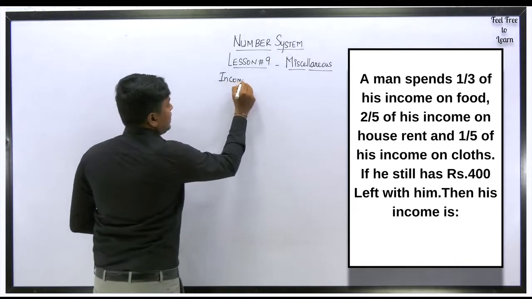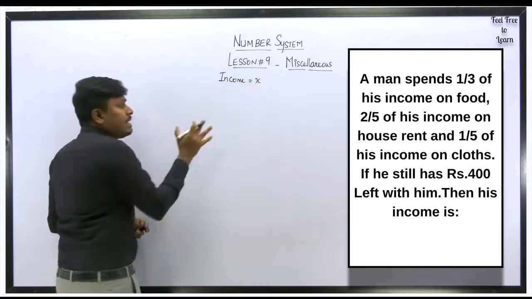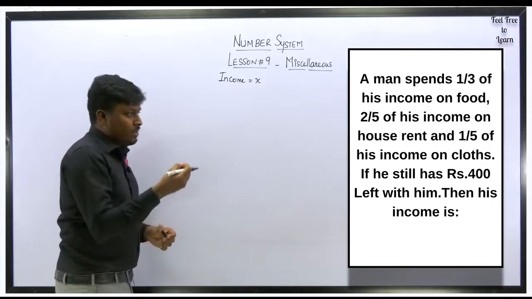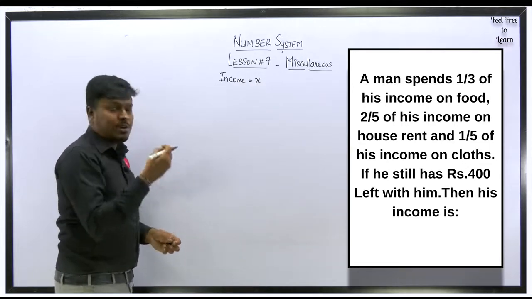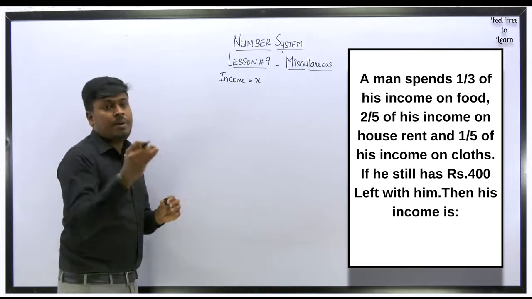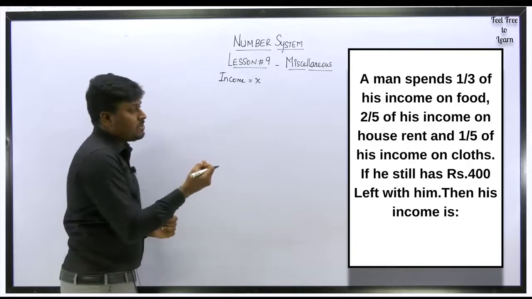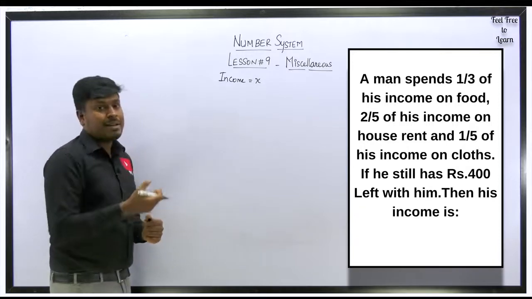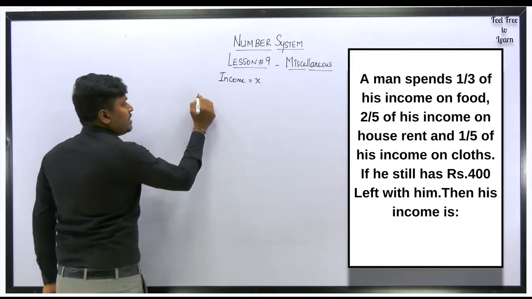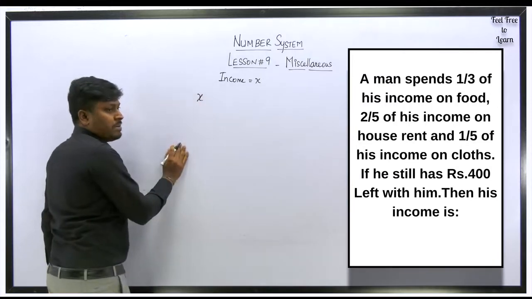So let me keep this income as X. From this income, he is spending his amount for some purposes, that is for food, house rent and for the clothes. And after spending all that money, he still has 400 left with him. Our target is to find what the man's salary was. So see here, it is easy to write the equation. You can see this will be the total salary of the person.